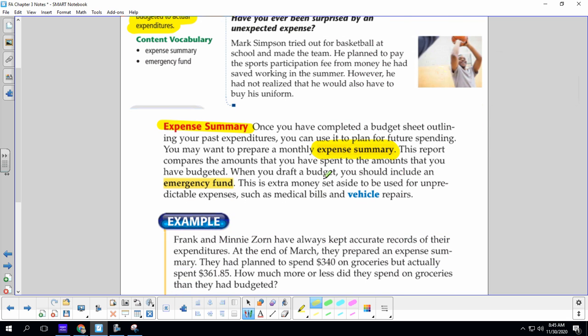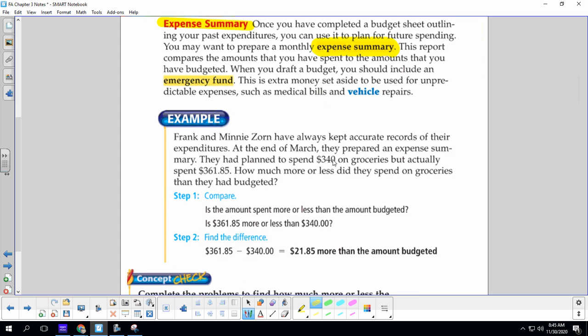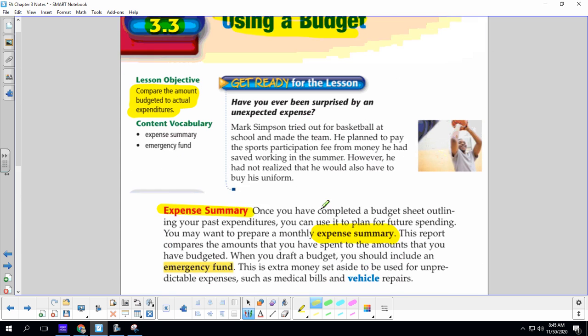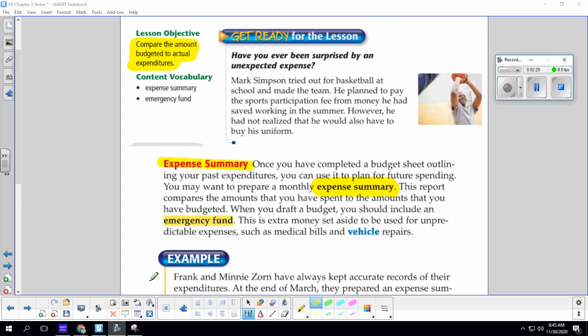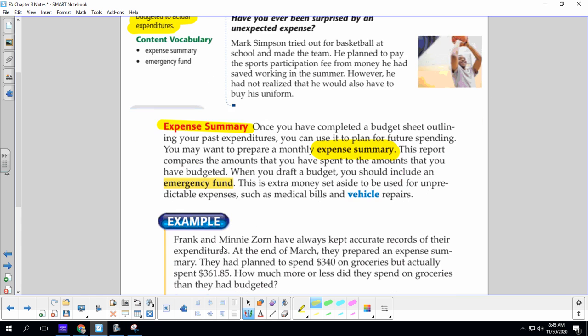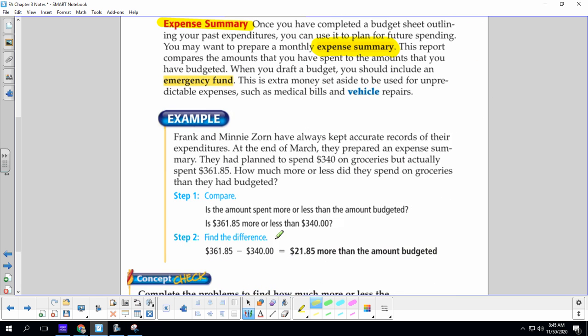All right, so when we compare, all we're doing is subtracting what we actually spent from what we budgeted. So let's look at our example here.